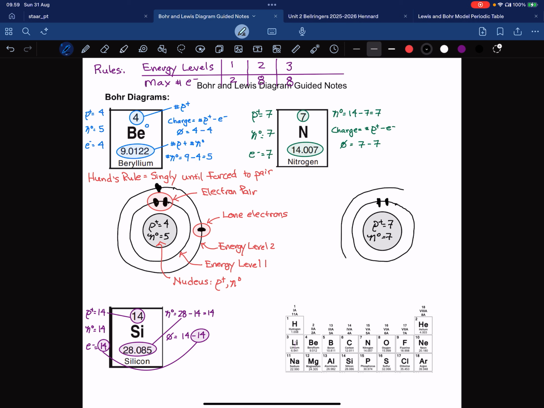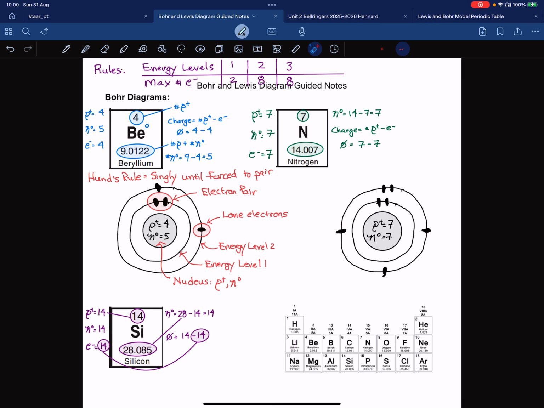So we put in the second energy level, and then we put in our 5 electrons. Now this is where Hund's rule comes into play. We put our first one on the north side, our second on the east, third on the south, fourth on the west. We still need to put in one more, so we pair them up singly until forced to pair. So nitrogen is always going to have 1 pair and 3 lone electrons.